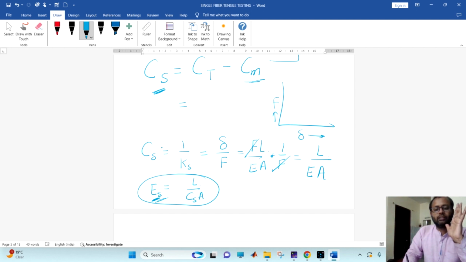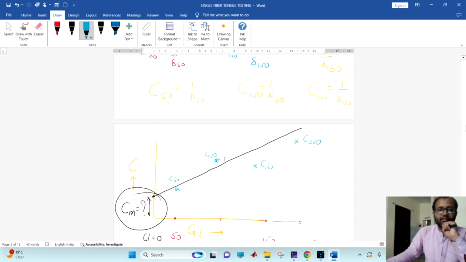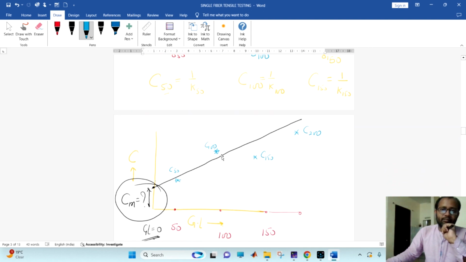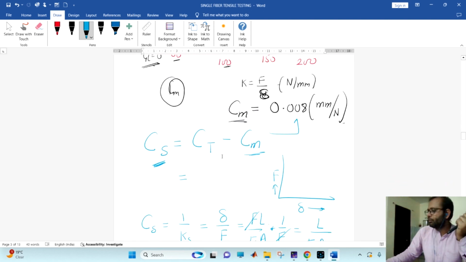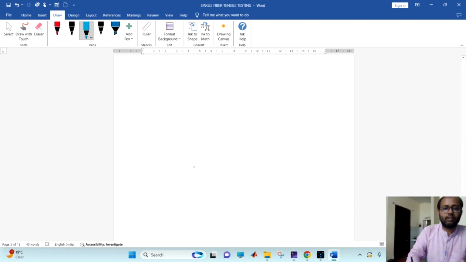So you have to do this correction for the compliance in single fiber tensile testing. When we have calculated the compliance and found the modulus, I am now going to tell you again about the stress. We have got it directly, that is force by area. In this case the area must be accurate, pi by 4 d squared.